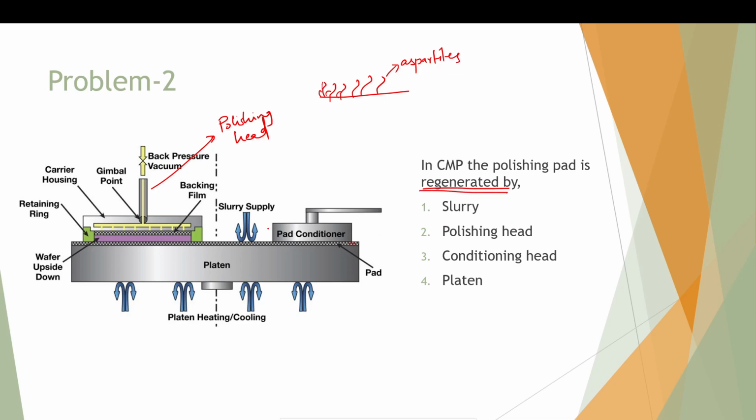Do you know which of these will help in regenerating the pad? The conditioning head, because of the diamond tips. Exactly, it will remove the glaze and make it rougher. The pad surface will get glazed after a point of time, and the conditioner will roughen it.